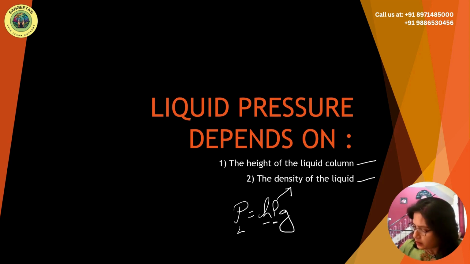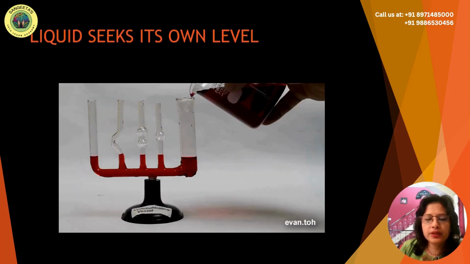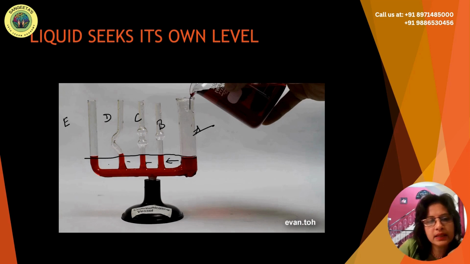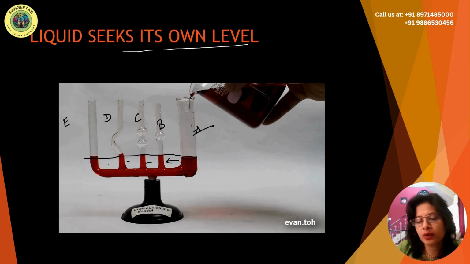Now there is another thing: why does a liquid seek its own level, and what is it? It means that we have different types of columns. This is B type, this is C type, this is D type, and this is E type. Different types and different shapes of columns. If we pour a liquid here and they are interconnected with each other, we'll see that they have the same height. So we say that liquid seeks its own level. That is how liquid seeks its own level. There are some consequences of the laws of liquid pressure, which we will tell you in the next slide.